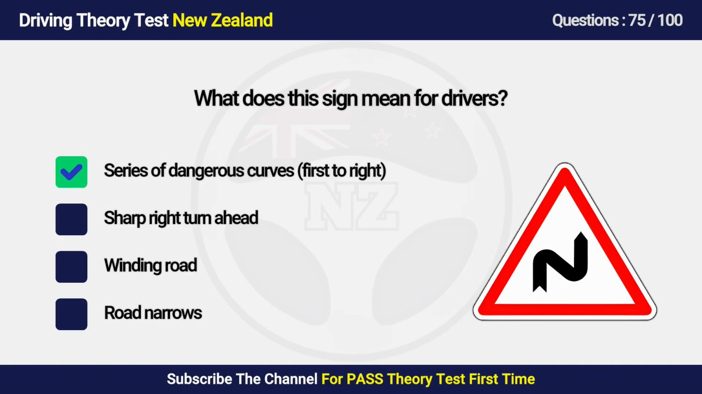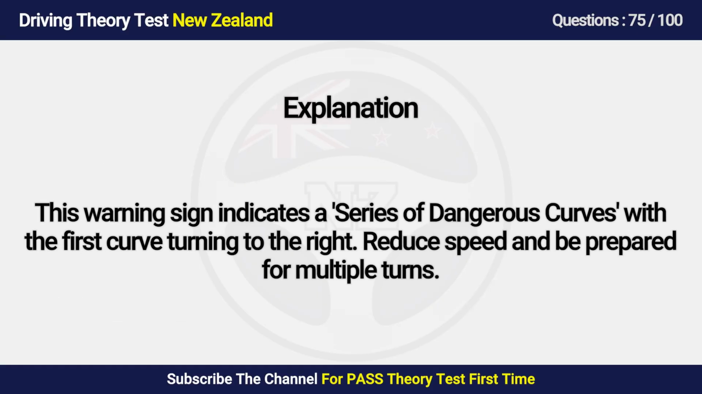Answer is A. Series of dangerous curves first to right. This warning sign indicates a series of dangerous curves, with the first curve turning to the right. Reduce speed and be prepared for multiple turns.